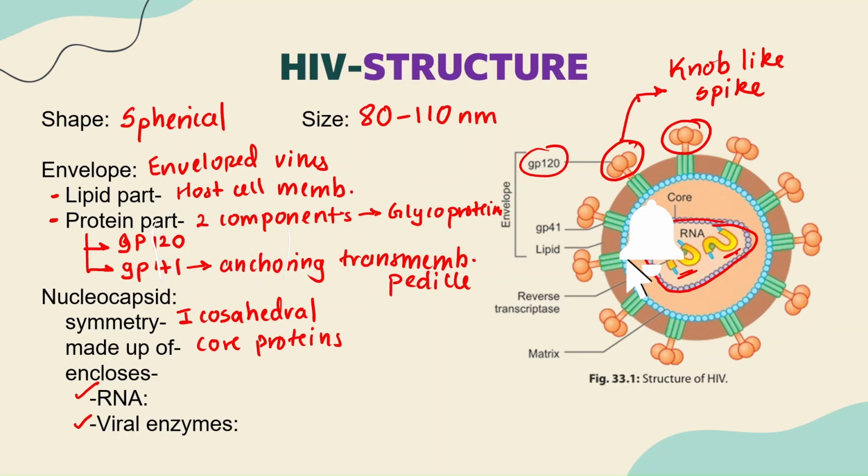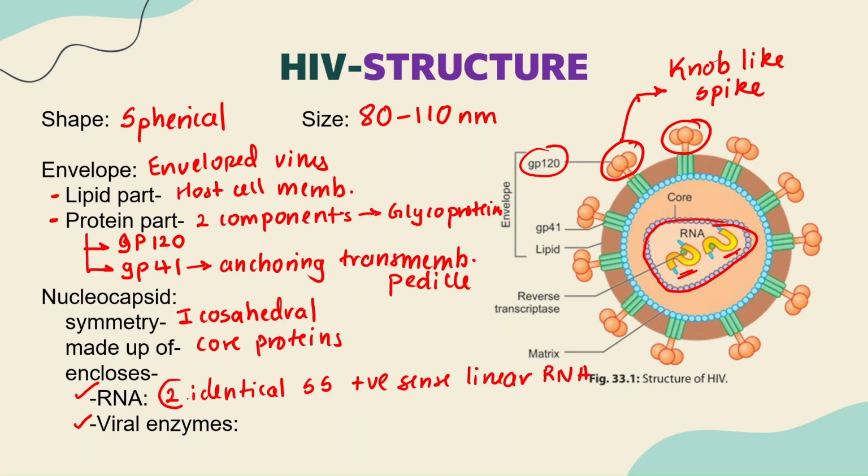Okay, please remember that HIV has two identical RNAs. Two identical RNAs, which are single stranded positive sense linear RNA. How many? There are a total of 2 RNAs inside a single HIV virus, guys.